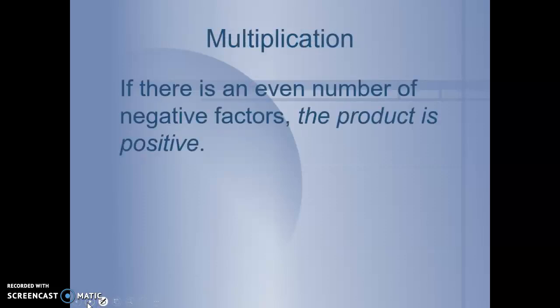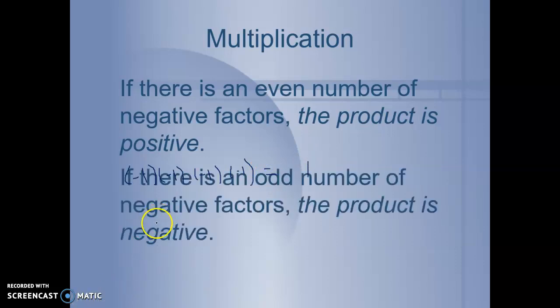If there is an even number of negative factors, the product is positive. So an even number, that's 2, 4, 6, 8. So let's say I have 4 negative factors. Negative 1 times negative 1 times negative 1 times negative 1. I have an even number of negative factors. My product will be positive.